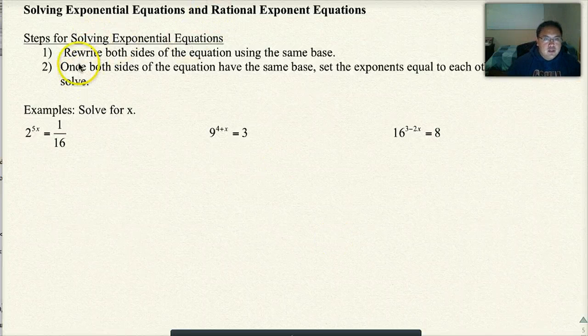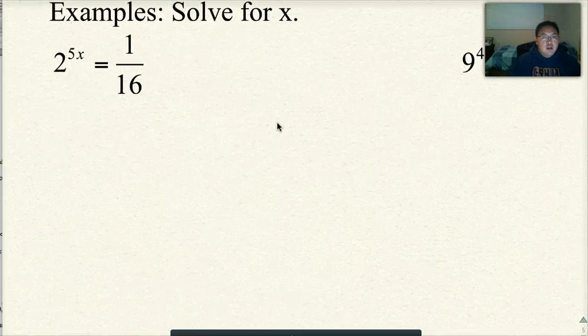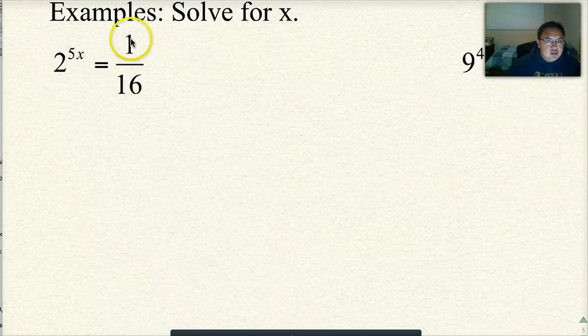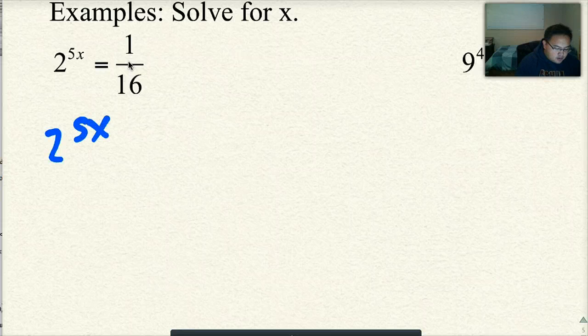So what you have to do is first rewrite both sides so you have the same base. You can't solve unless you have the same base. And once they have the same base, set the exponents equal to each other. Okay? So let's look at this first example. This has a base of 2. This has no base right now. So what I could do is rewrite this.